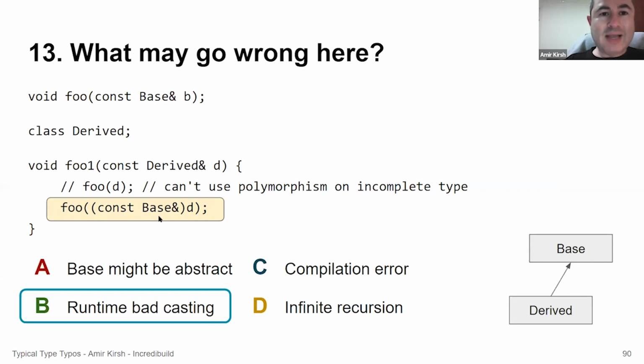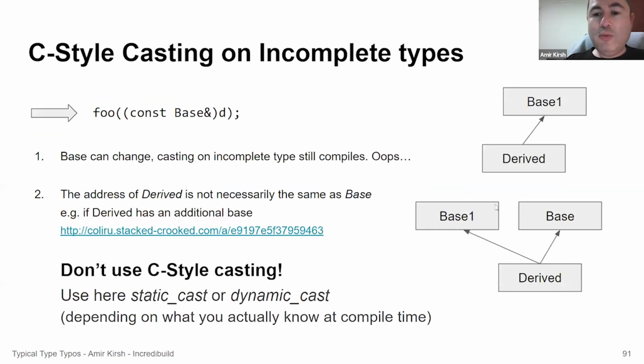Now, C-style cast can work on incomplete type. And the problem is that once you have an incomplete type, the compiler just assumes. If we actually have a multiple inheritance scenario, the result would be undefined behavior. I mean, we would have the casting, but the pointer would point to a bad location. In this case, the pointer would point to base 1, and I would think that I'm base, and the results are undefined behavior. The moral here: don't use C-style casting.